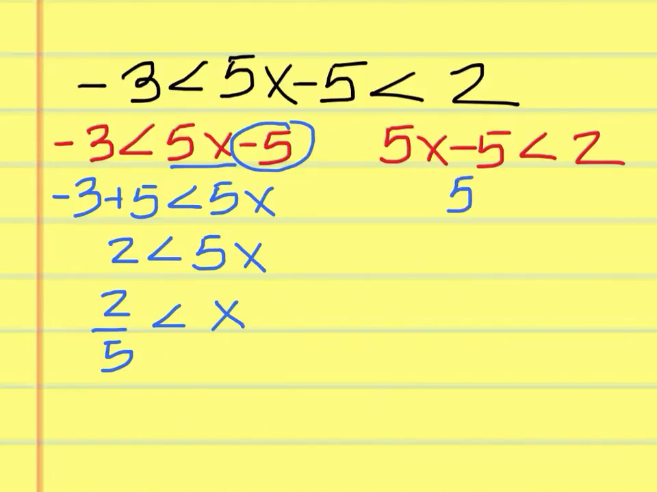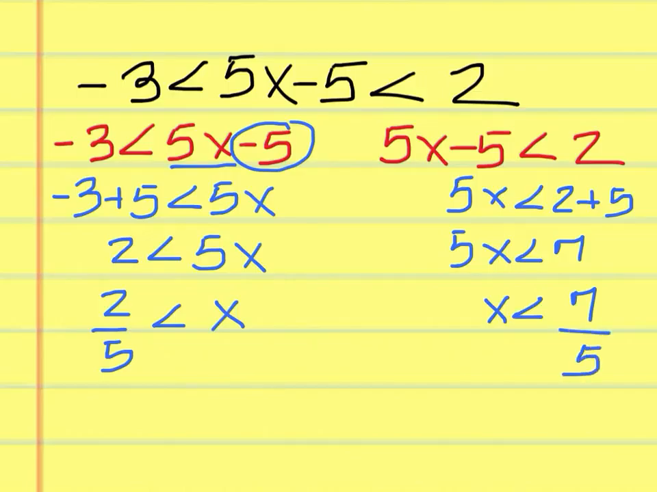Move that minus 5 to the right, make it plus 5, and you'll end up with a 7. Divide the 7 by 5 to come up with 7/5. Change this into a mixed number and make it 1 2/5.